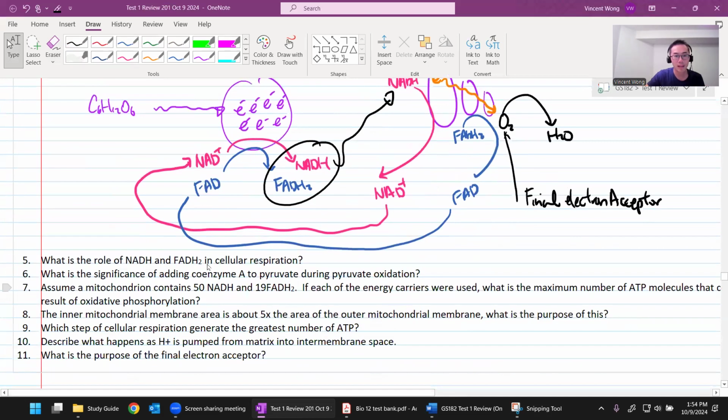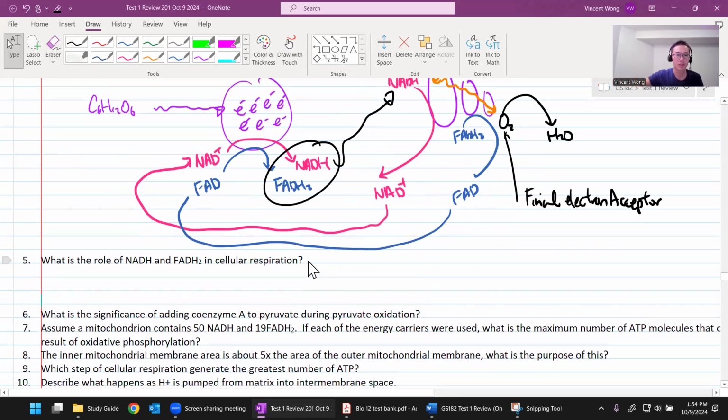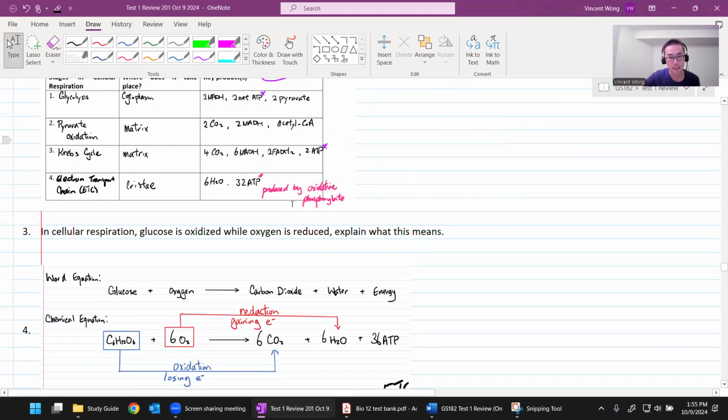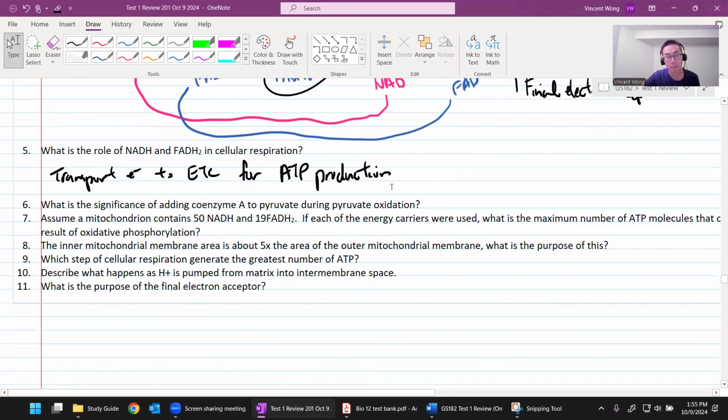What is the role of NADH and FADH2? I just explained to you, right? They transport electrons to the ETC for ATP production. Remember, ATP produced this way is called oxidative phosphorylation. Wrote it down for you earlier here, right, in Paint. And it's the more common way of making ATP.